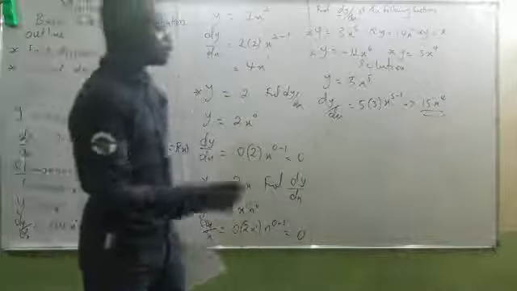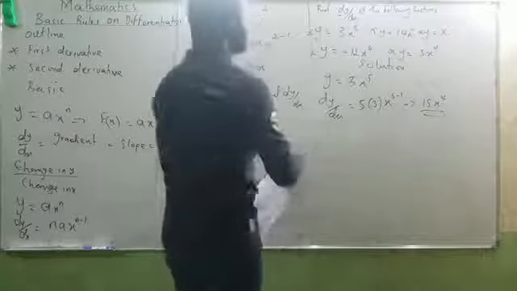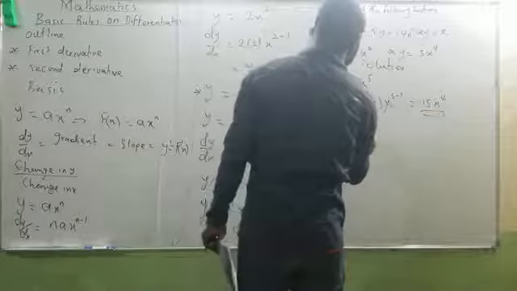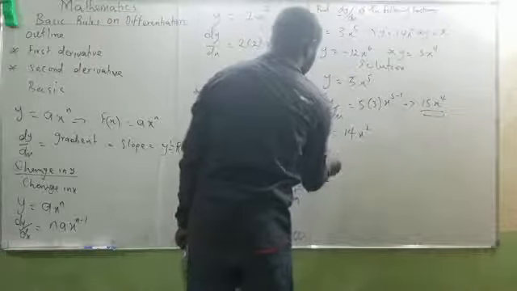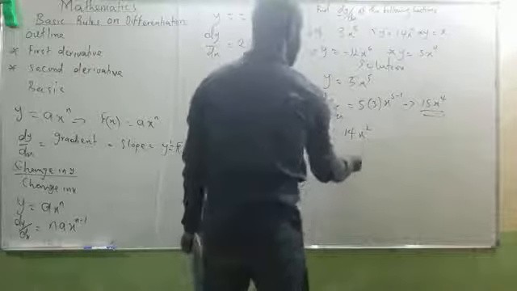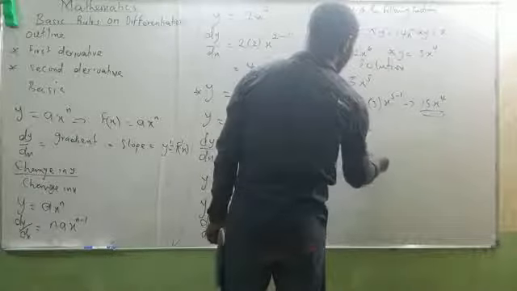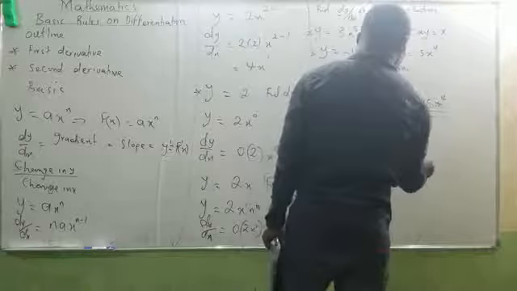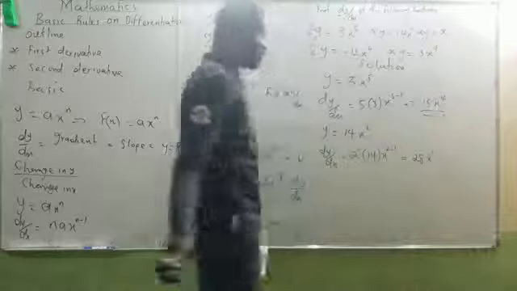That is my answer for that. Don't forget, you bring down the power and you minus 1 from the power. Now, look at this one. y equals 14x squared. Now, dy/dx will be equal to 2 bracket of 14 x raised to the power 2 minus 1, which I will be having 28 x raised to the power 1. That is my answer.